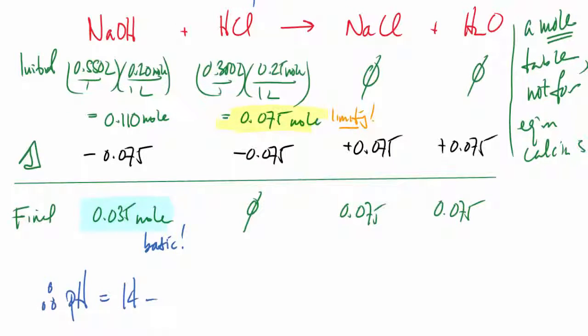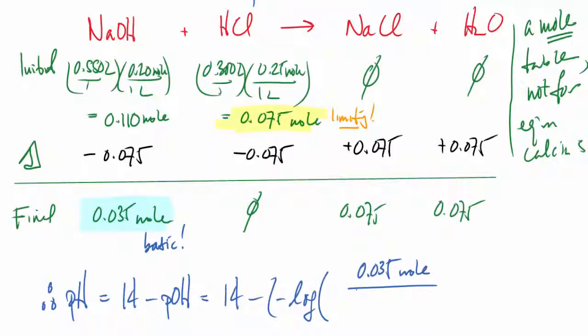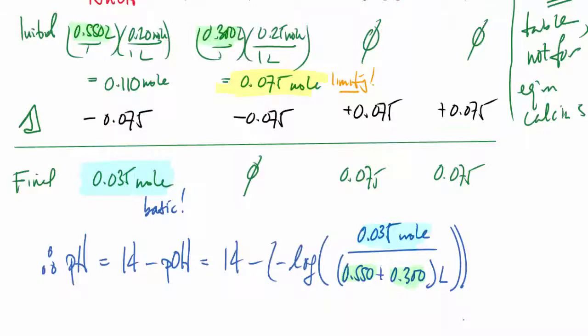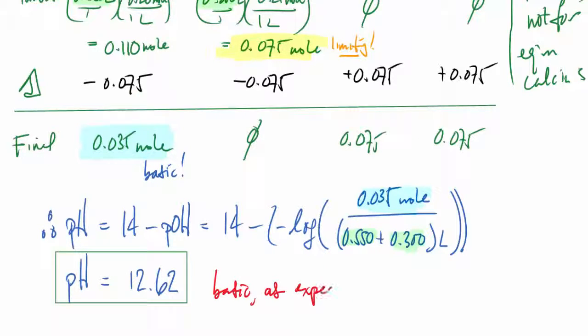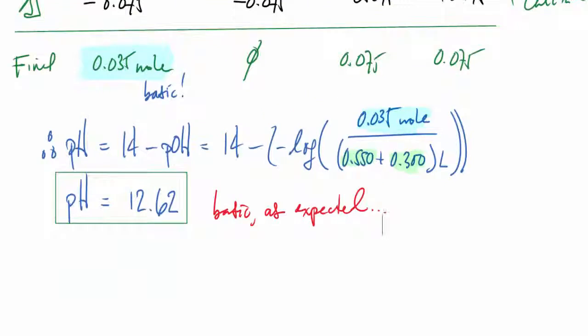The pH is then 14 minus the pOH. That'll be the negative log of this concentration. Remember, there are now 0.550 plus 0.30 liters altogether. If you make sure that all these data here are making sense, you can see where it all came from, the volumes, and we'll just calculate this and get a pH of 12.62. It's basic, as we expected.